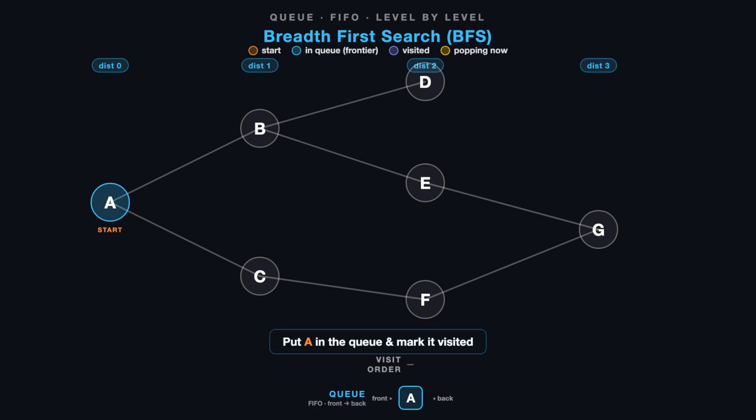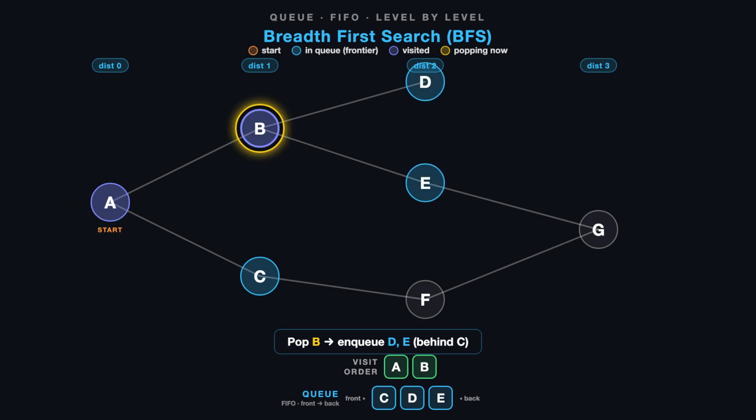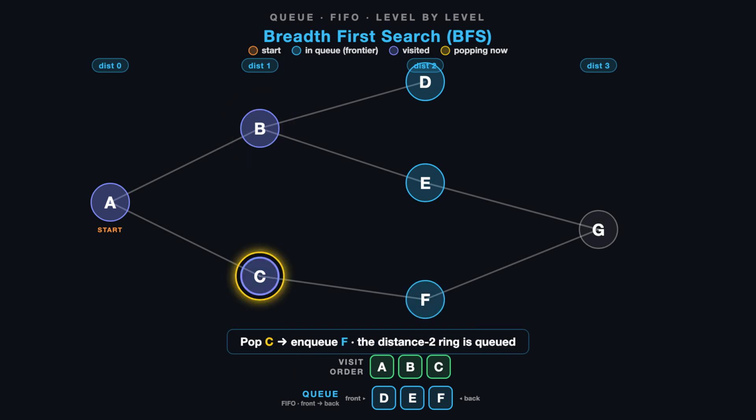Breadth first search. BFS. It explores in rings, and its to-do list is a queue, first in, first out. Start by putting A in the queue and marking it visited. Then repeat one simple step. Take the node at the front of the queue, visit it, and add all its unvisited neighbors to the back. Pop A. Its neighbors are B and C, add both to the queue. Order so far, A. Pop B, from the front.